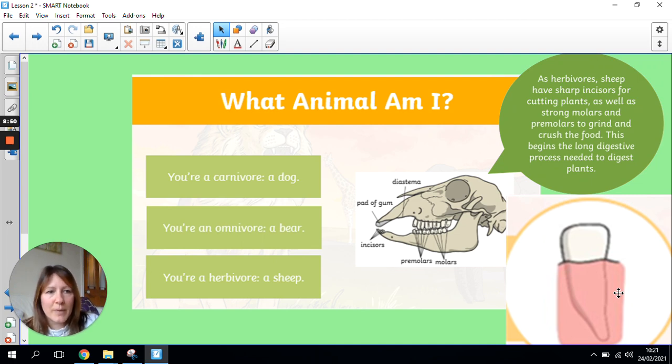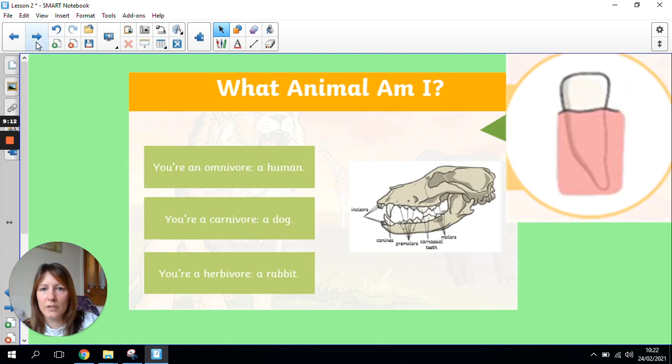It has sharp incisors for cutting plants, as well as strong molars and premolars to grind and crush the food. This begins the long digestive process needed to digest plants. We know that teeth come at the beginning of the digestive system, and they start getting to work on the food so that when it's swallowed, it can be digested.